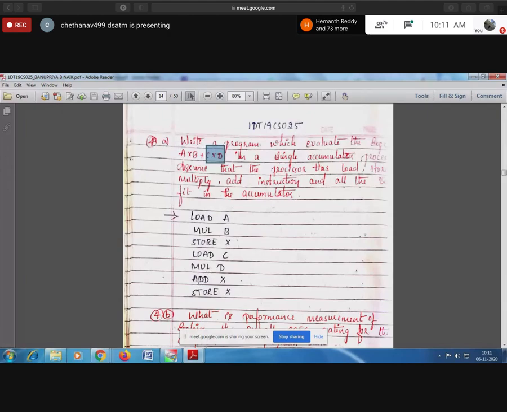I just add X. If you give X, by default on the right side it is the accumulator. So add both and store the result in some variable, the same variable X. So store it in X. The final result, the accumulator data consisting of A into B plus C into D, I will keep inside X.